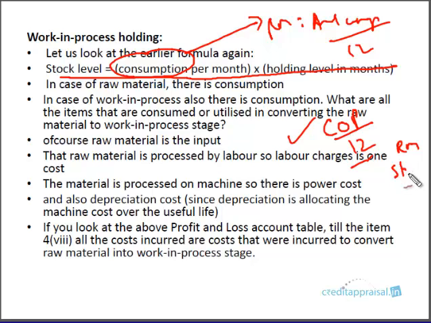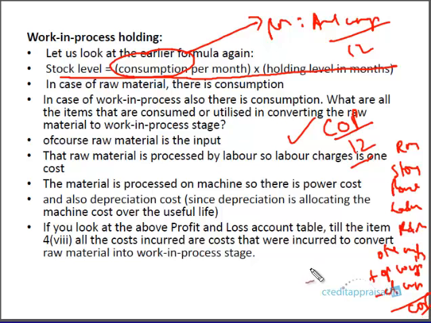raw material, plus stores and spares, plus power and fuel, plus labor, repairs and maintenance, other manufacturing, other direct expenses, plus opening stock of work in progress minus closing stock of work in progress. This is what you are at, the cost of production, right? To the cost of production, if you add opening stock of finished goods minus closing stock of finished goods, you are at cost of sales, right? So for work in progress, you are going to use this formula. Stock level of work in progress is cost of production by 12.